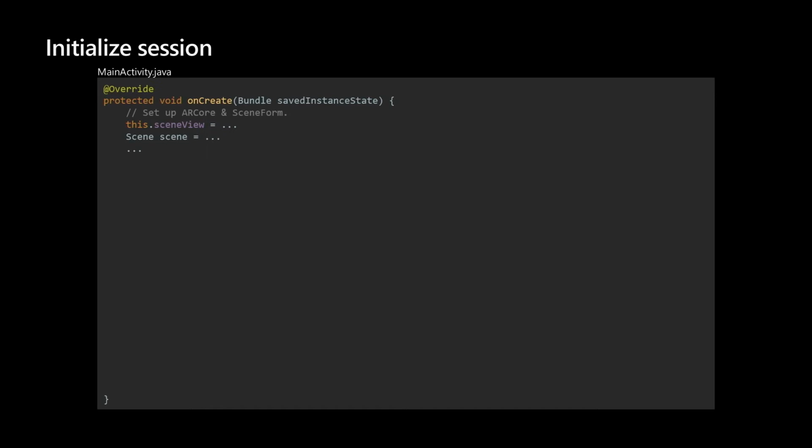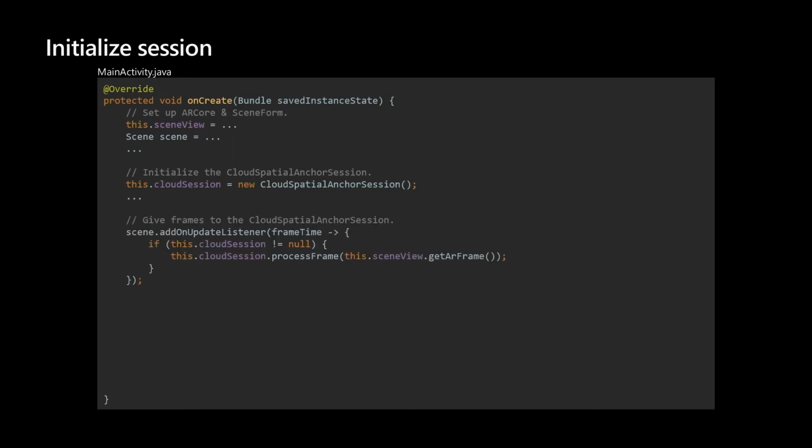Next, we're going to initialize the Cloud Spatial Anchors session. First was the session. We're going to set a log level, and we're going to set an account ID and an account key, which you get from Azure.com. After that, we're going to set up the frame listener, or the update listener. And what this does is it gives frames to Azure Spatial Anchors. So in the GIF I showed you, we had the many keyframes or camera frames that were being turned into feature points. This is how we give Azure Spatial Anchors those camera frames.